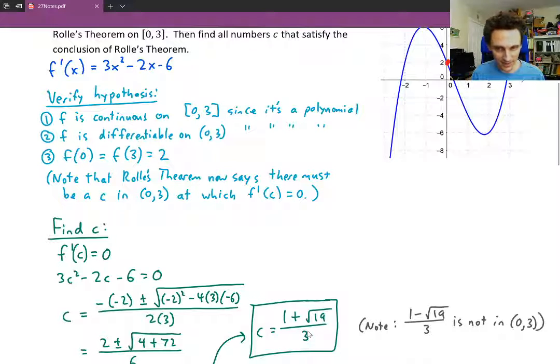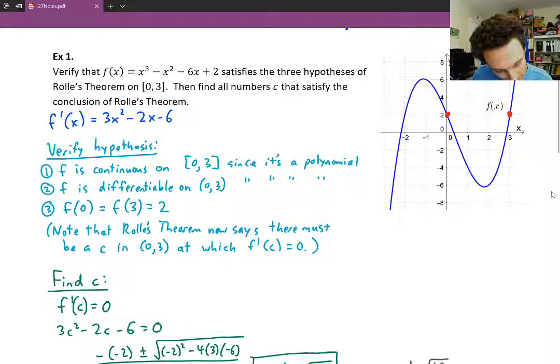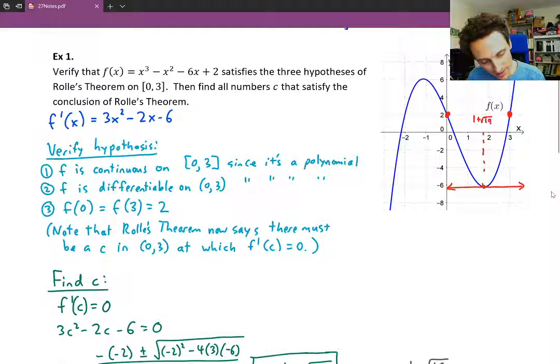5 divided by 3, that's like 1 and 2/3. Yeah, that's about right. Right around here. It's a little bit bigger than 1 and 2/3. That's where you get the horizontal tangent line. Right there, at 1 plus the square root of 19 over 3.